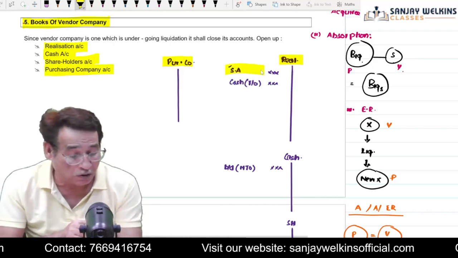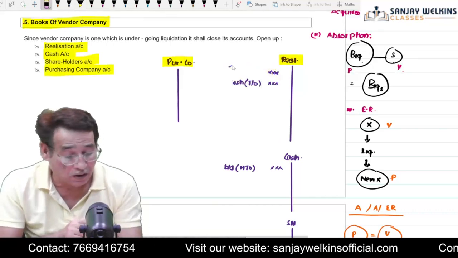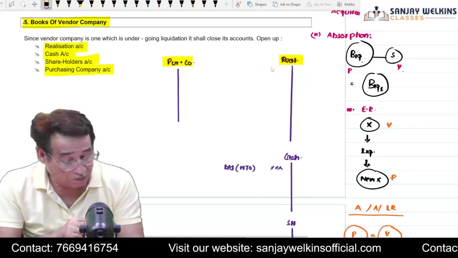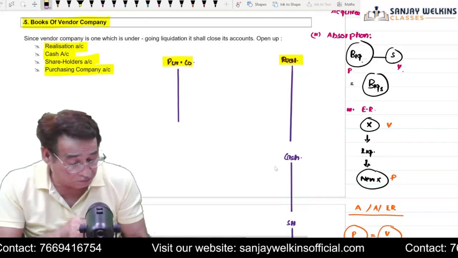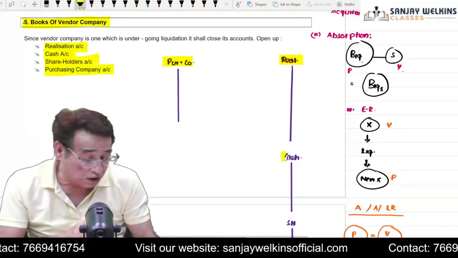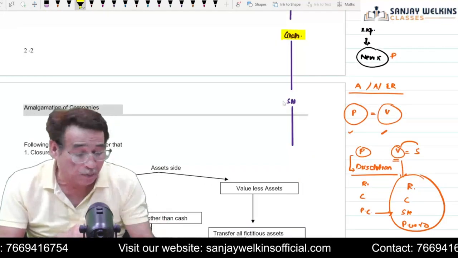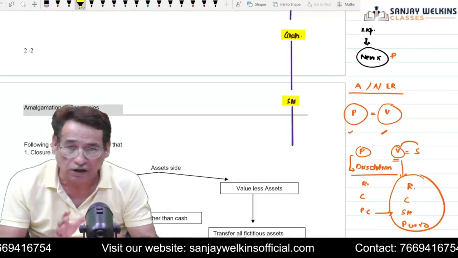Let me rub it out, actually. Correct? And then cash account, as I told you. Besides that, it will prepare shareholders account. These four accounts it needs to prepare.